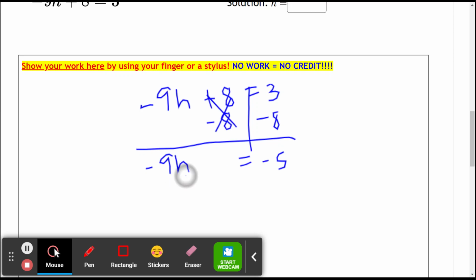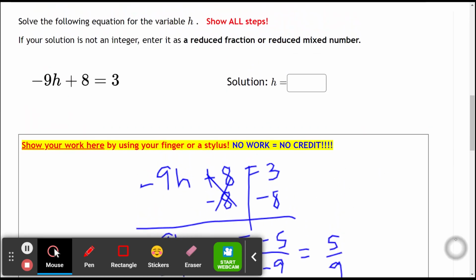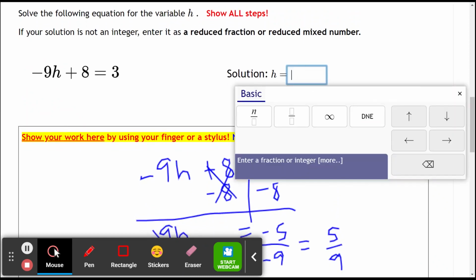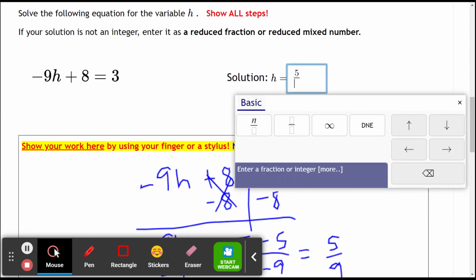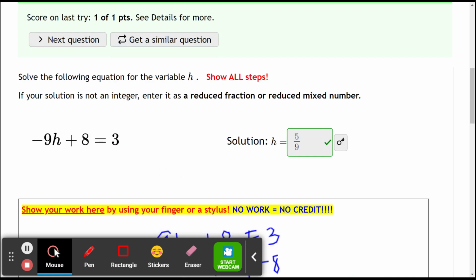Now we have to divide both sides by -9. Remember, you divide by the same number. So divide by -9, they cancel each other out. -5 divided by -9. That doesn't turn out to be a nice number, but negative divided by negative is positive. So this will be 5/9. And we would then check 5/9, and it works.